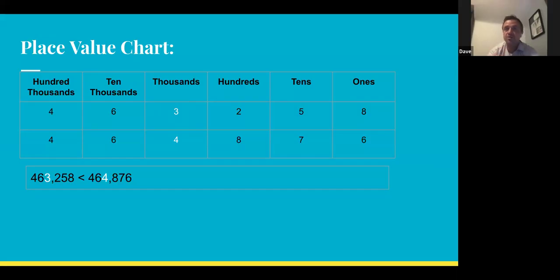So now I have to think to myself, which one is greater? Is the 3 greater or is the 4 greater? So I notice that the 4 is greater. Okay. So here in white, I showed you the place value we found.